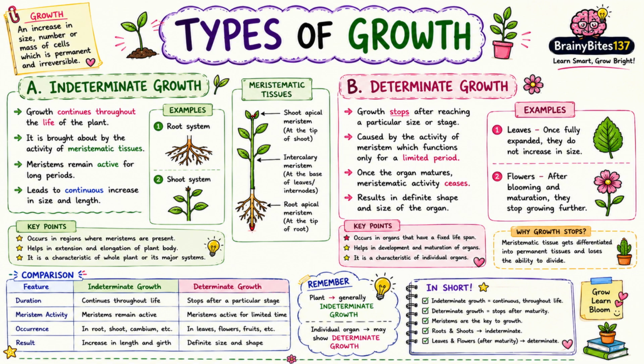Easy way to remember. Think of a plant as a whole. A plant generally shows indeterminate growth because its roots and shoots can keep producing new growth. But an individual organ such as a leaf or flower may show determinate growth because it stops growing after reaching maturity. So the key point is, plant: generally indeterminate growth. Individual organ: may show determinate growth. In one line, indeterminate means growth continues, while determinate means growth stops after a particular stage.